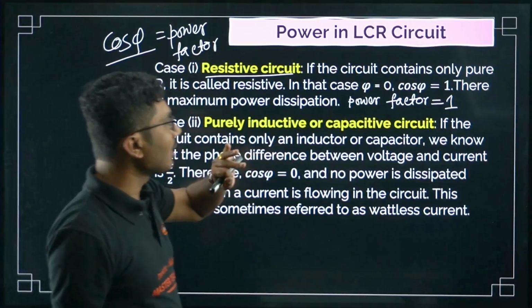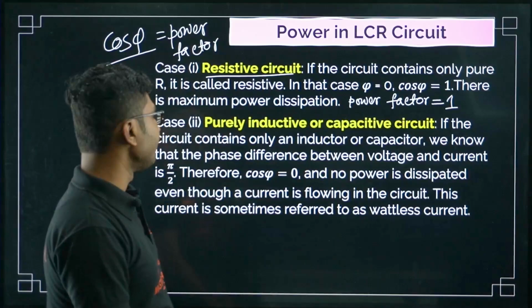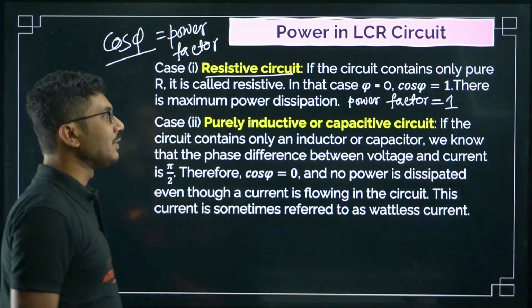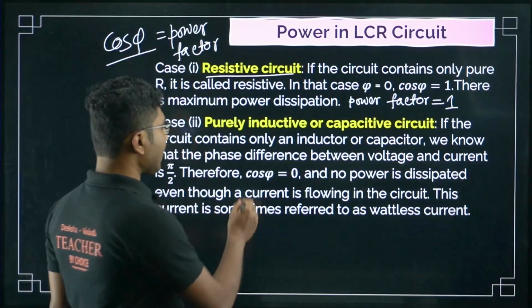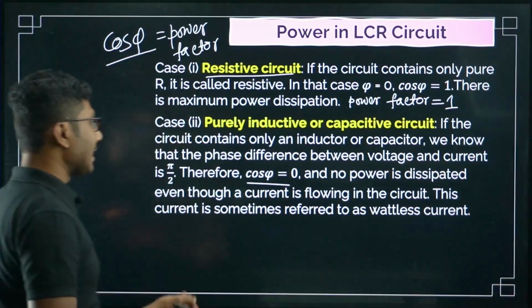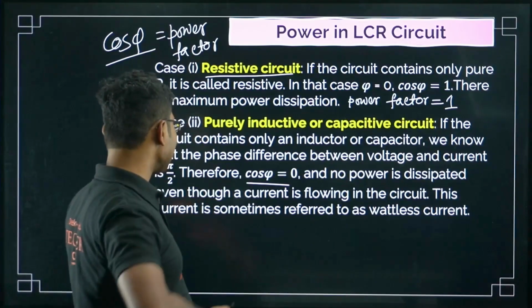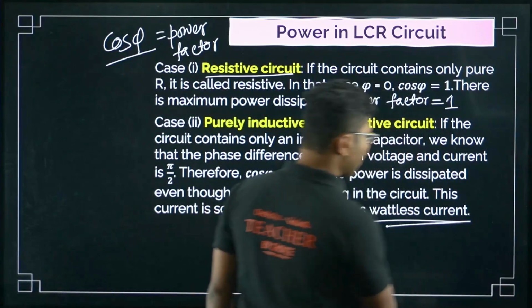Purely inductive or capacitive circuit. If the circuit contains only an inductor or capacitor, we know that the phase difference between voltage and current is pi by 2. Therefore, cos phi is 0. So no power is dissipated even though current is flowing in the circuit. This current is referred to as wattless current.